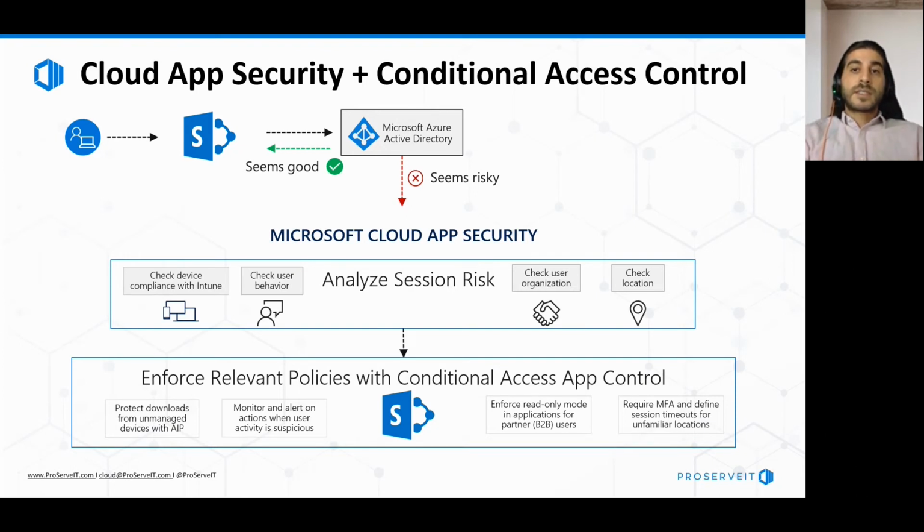So if the engine detects sensitive information, like a credit card number, for example, it would only allow me to access it if I'm using a corporate issued device that is domain joined or compliant with my mobile device management solution. So if a user is using their personal device and they try to download sensitive information, it would be blocked.